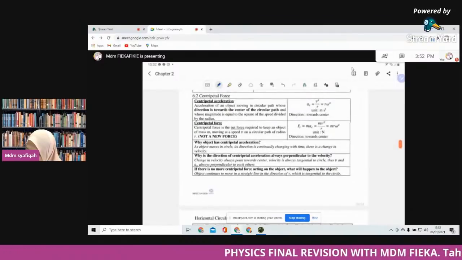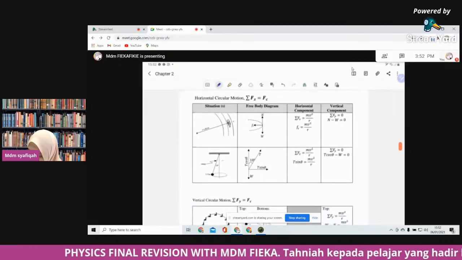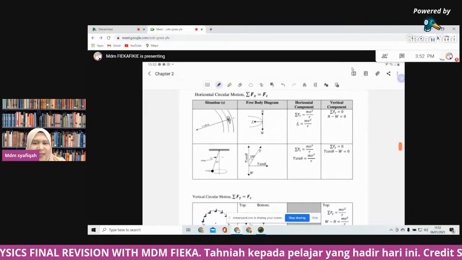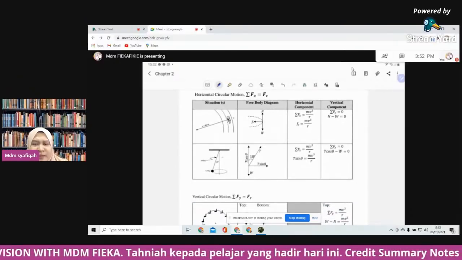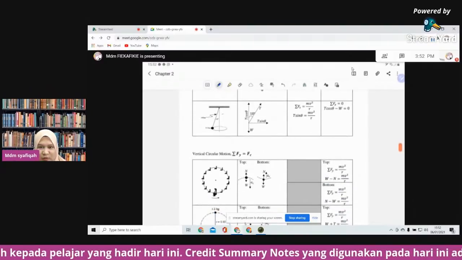Okay, ini saya tak nak sentuh. Saya nak sentuh yang ini. Okay. So esok kita tak tahu soalan mana yang keluar. Pendulum ke, kan? Ataupun Ferris wheel.